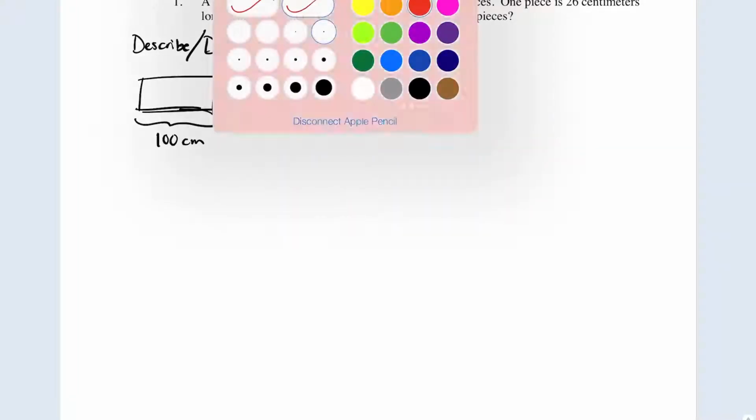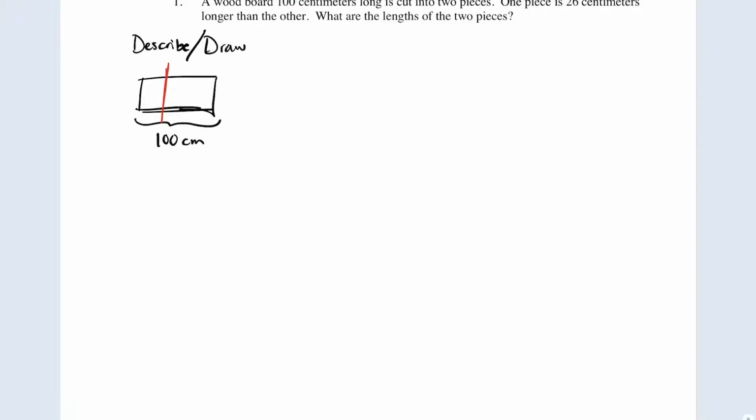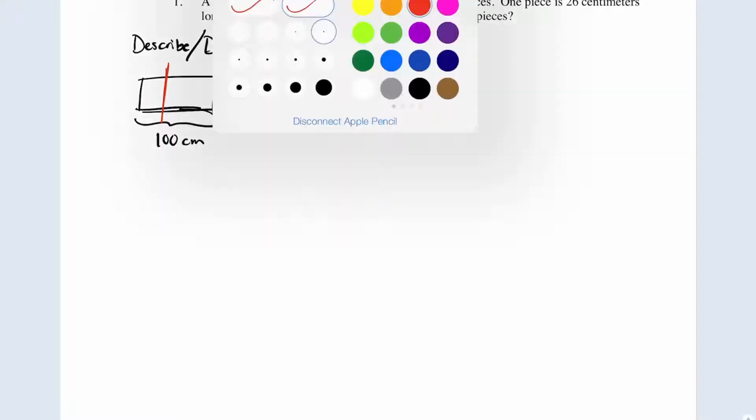So a wood board is 100 centimeters long, and it's cut into 2 pieces. So the first D was to describe. Also, I saw earlier that you could either describe or draw. I like to draw. I'm not that great at it, but it's fun. So here's my wood board, and I know that the entire length is 100 centimeters. It's going to be cut into 2 pieces, and one piece is definitely longer than the other. So I'm going to say that my cut is somewhere like there. What are the lengths of the 2 pieces? Okay, I have my describe/draw.